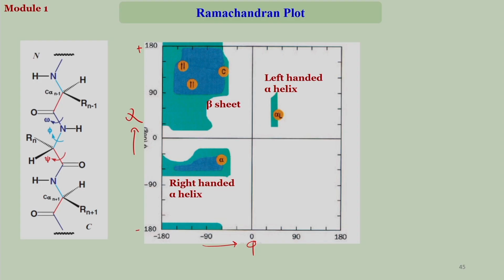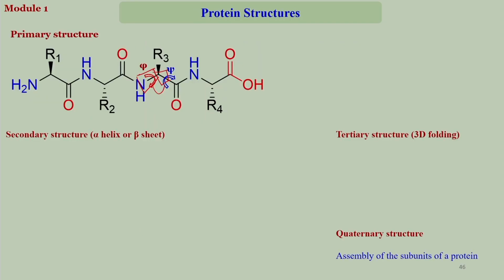And of course, if the density is high, that means those kinds of rotations will give you a stable structure of the protein, and that is what we call the secondary structure of the protein, which is mostly either the alpha helix or the beta sheet. There can be different kinds of alpha helix, and different kinds of beta sheet formation.